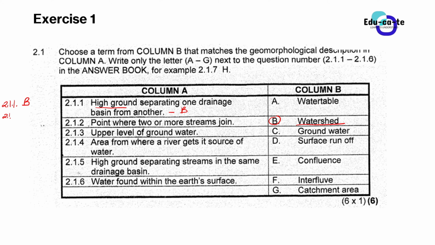So let's do 2.1.2. What is the point when two or more streams join? Remember that when you have got two or more streams, they join at a certain point to form a bigger stream or a larger stream. So the point where the two streams or two tributaries, they can say tributaries, join in, it is known as a confluence.